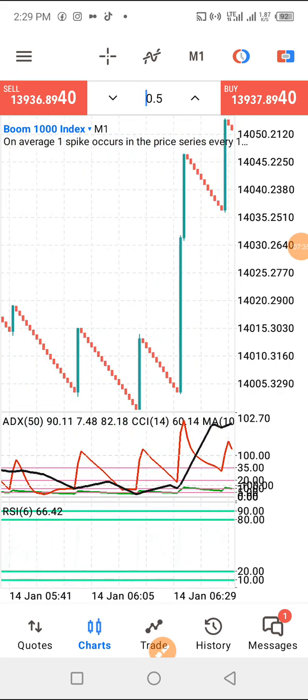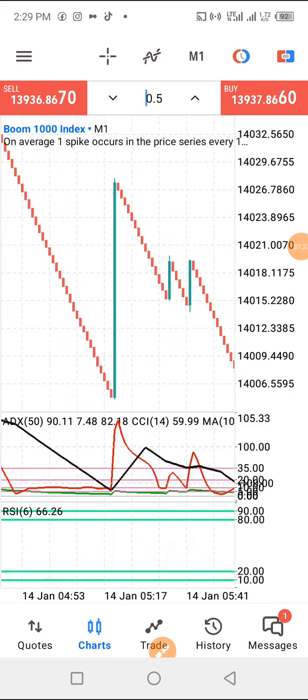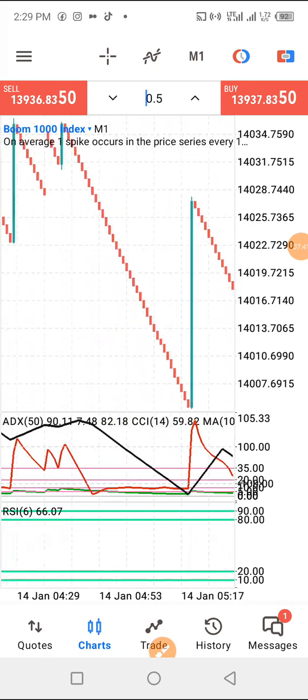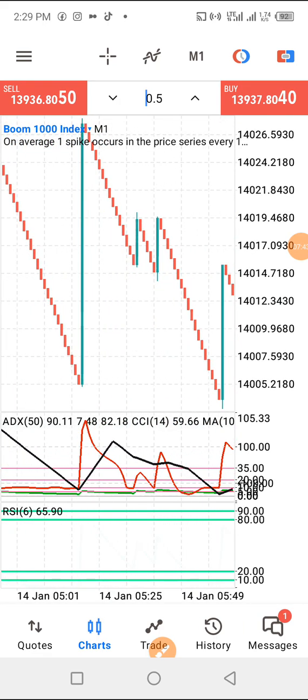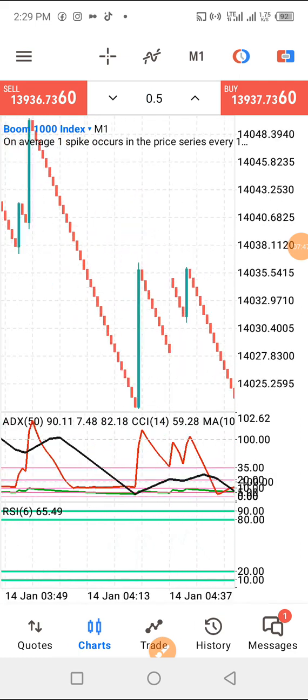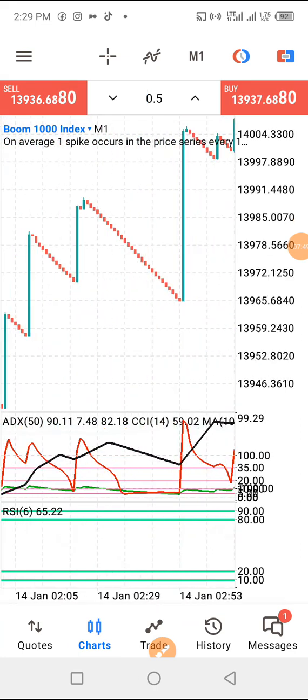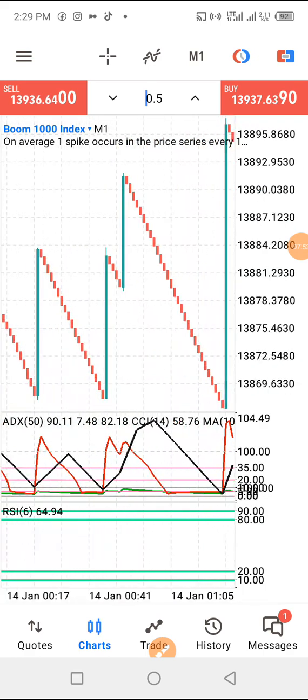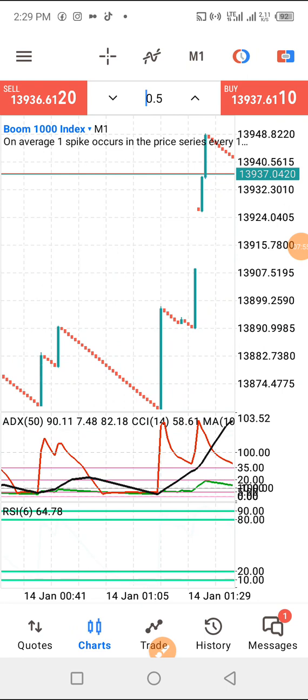Can you see it? So make sure that when the price is at that zone, you try to move your chart like how I'm moving it now. If it doesn't move, it shows that the probability of the spike is going to be very high. But when you try to move it and it's moving, then it shows that the spike is not going to come. So this is the hack we are using, guys.